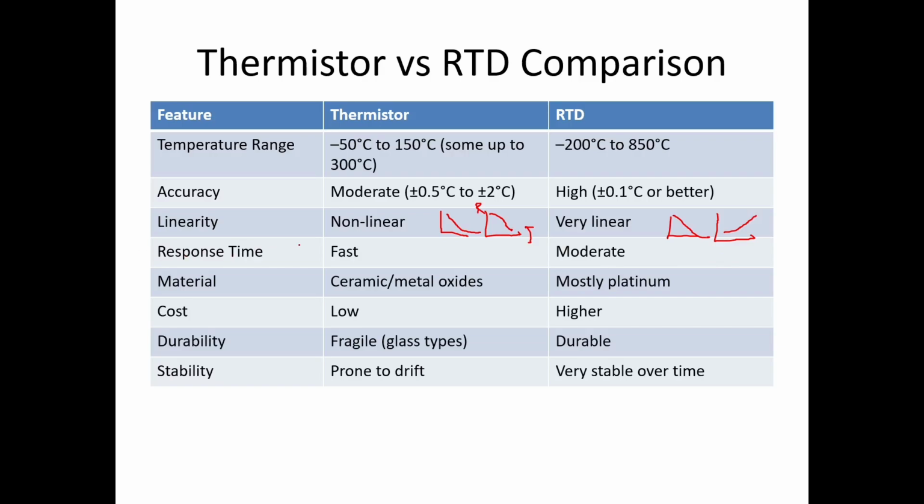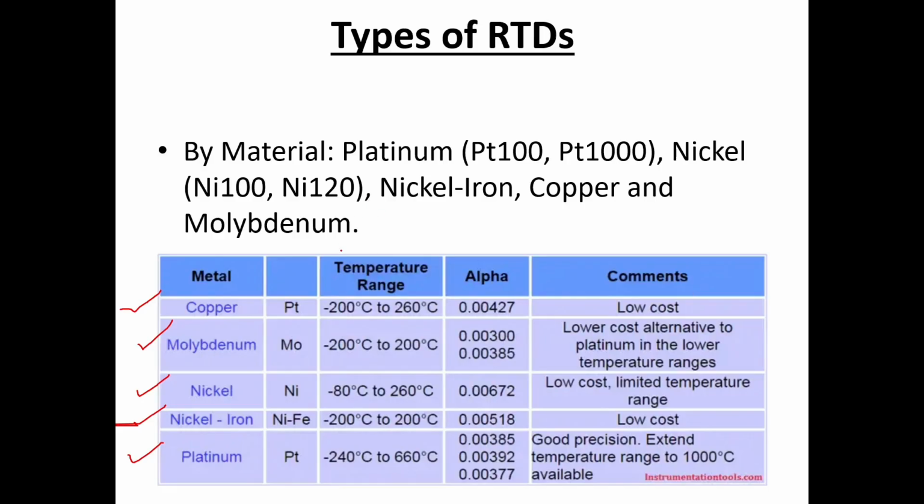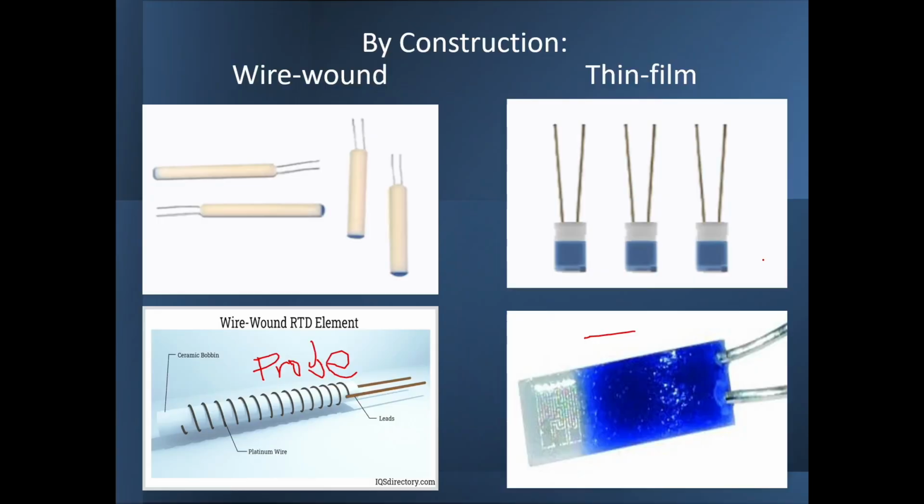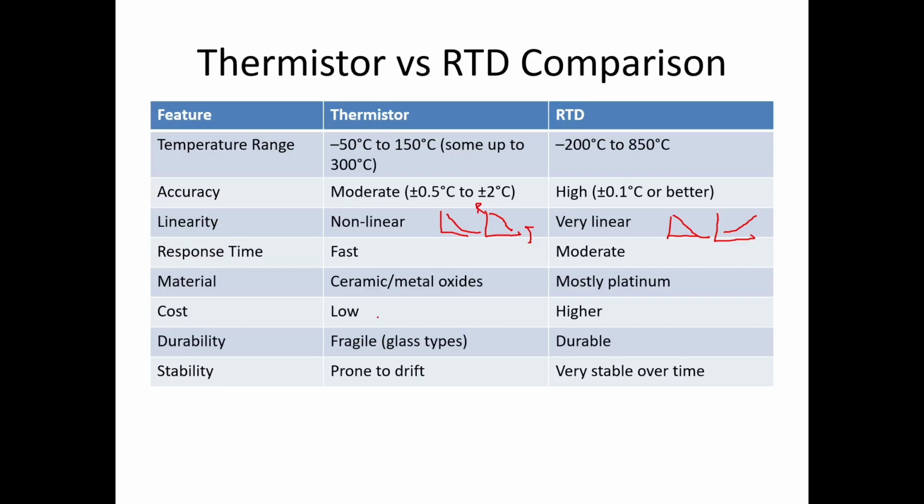For response time, the thermistor is very fast. But for RTD, the response time can be taken slowly because you need it to be very accurate. So it cannot be accurate and fast at the same time. For material, we use ceramic and metal oxide for thermistors, but for RTD, most probably we are using platinum. But of course, as you saw just now, we have different types of RTDs as well. For cost, the thermistor is low. For RTD, it is higher.